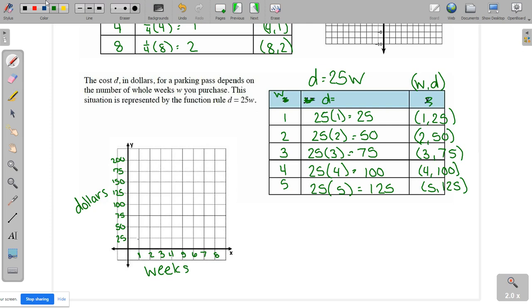So now let's graph this. So 1 week, let's change the color. 1 was 25, 2 was 50, 75, 100, and 125. So we can graph this, and it continues on. Oops. Let's try that again. It continues on. Yeah, it keeps moving on me. Let's try this again.